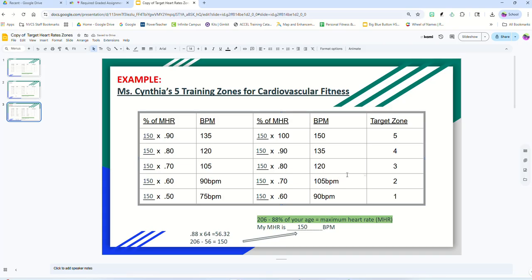So when I'm out exercising, trying to get my heart rate up, I stop periodically, take my pulse, and I should try to get my heart rate at a minimum of 90 beats per minute up to 105 to be training at zone 2. Hopefully, you understand how this works. So you're going to continue on and figure the rest of it out. Okay? It's pretty simple. It's the same formulas all the way through.